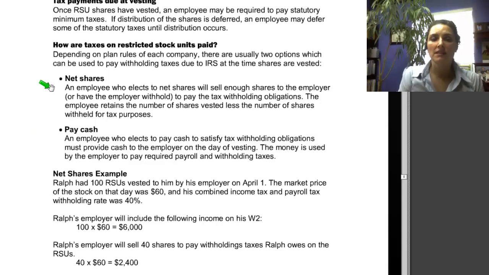An employee who elects to net shares will sell enough shares to the employer or have the employer withhold to pay the tax withholding obligations. The employee retains the number of shares vested less the number of shares withheld for tax purposes. Under the pay cash method, an employee who elects to pay cash to satisfy tax withholding obligations must provide cash to the employer on the day of vesting. The money is used by the employer to pay the required payroll and withholding taxes.